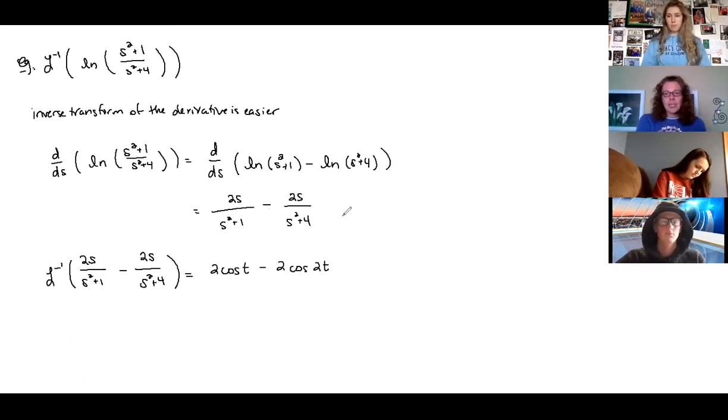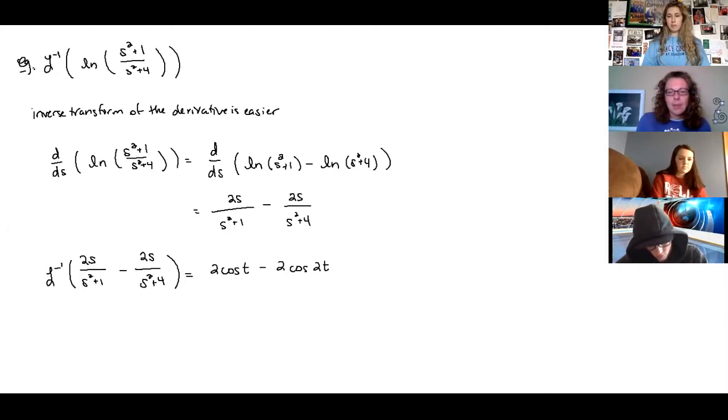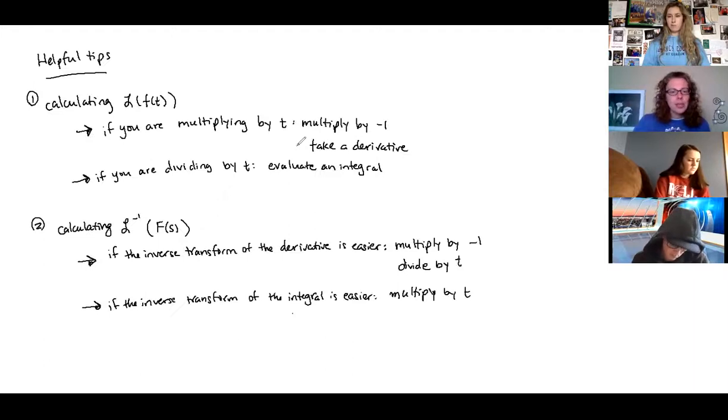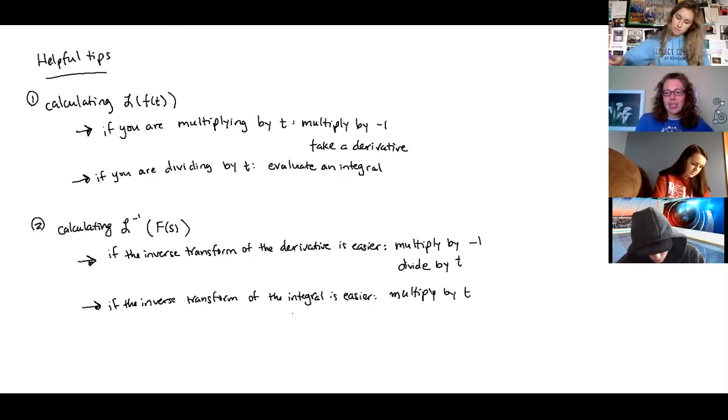2 cosine t minus 2 cosine 2t. All right, so then popping back to our list of helpful tips, we said the inverse transform of the derivative is easier. So what we have to do is multiply by -1 and divide by t.